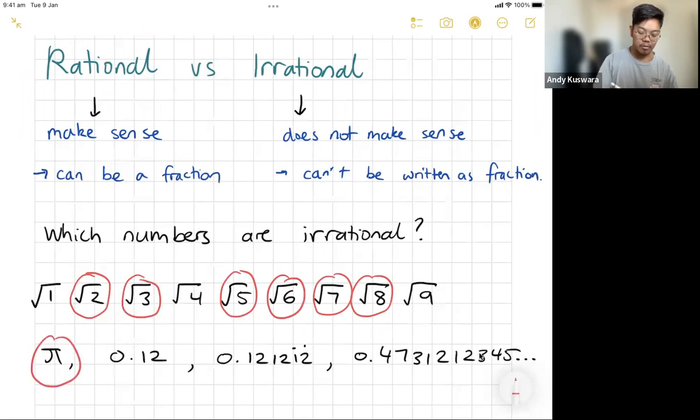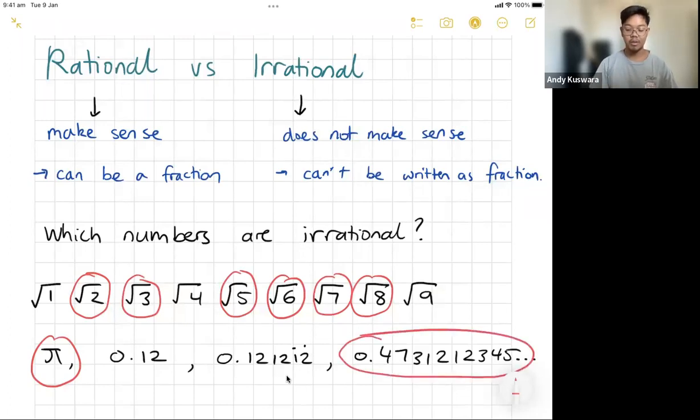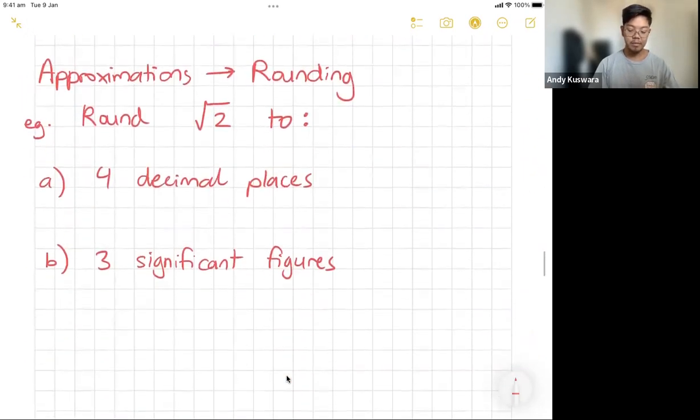Now, pi goes on forever, so that's irrational. Can't really be written as a fraction. 0.12 can be written as a fraction. This one here, 0.1212121212 is going to be rational because anything recurring can be written as a fraction. Whereas this one here, there's no repeats as far as I can see, so we're going to assume that is irrational.